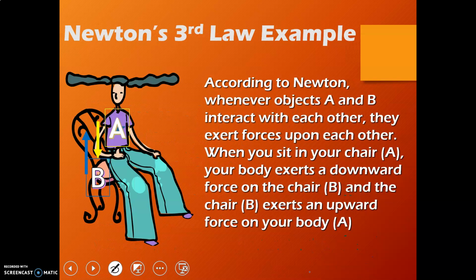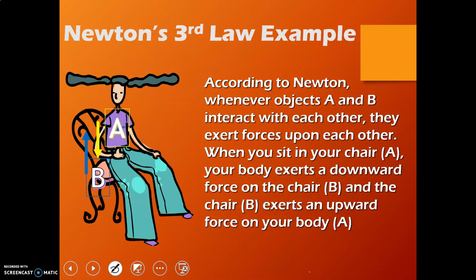According to Newton, whenever objects A and B, so A is going to be the girl, and B, which is going to be the chair, interact with each other, they exert forces upon each other. We've already talked about that. Forces only exist whenever two objects are interacting with each other. You have a girl sitting on a chair. That's an interaction, so there are forces being applied here.